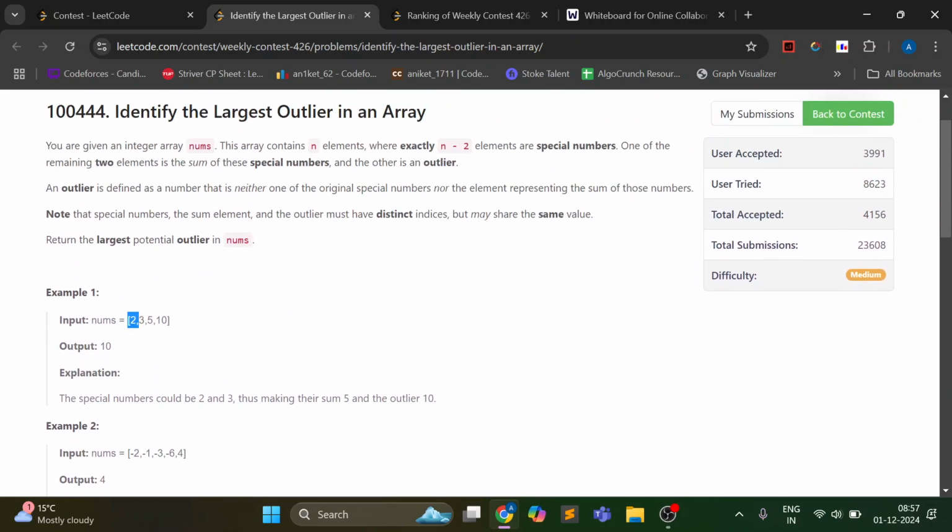So in first case, 2, 3, 5, 10. Now n minus 2 special numbers here could be 2 and 3. Then 5 would be the sum of those special numbers, and 10 would be outlier. So 2, 3 special numbers, making sum equal to 5. So first 3 elements are used. Now our outlier is 10.